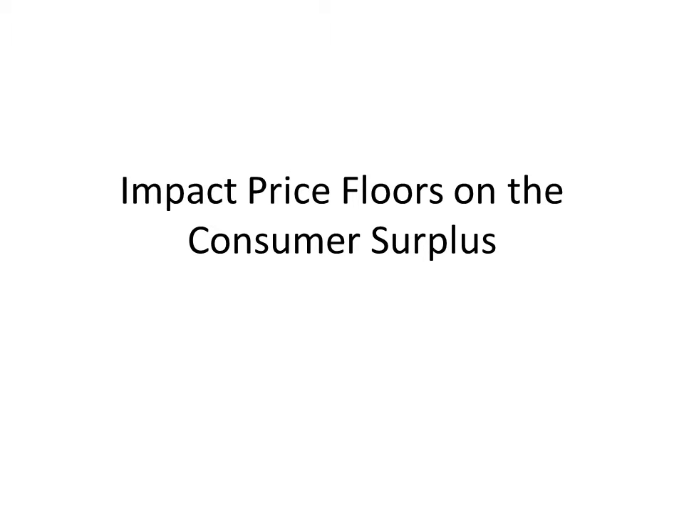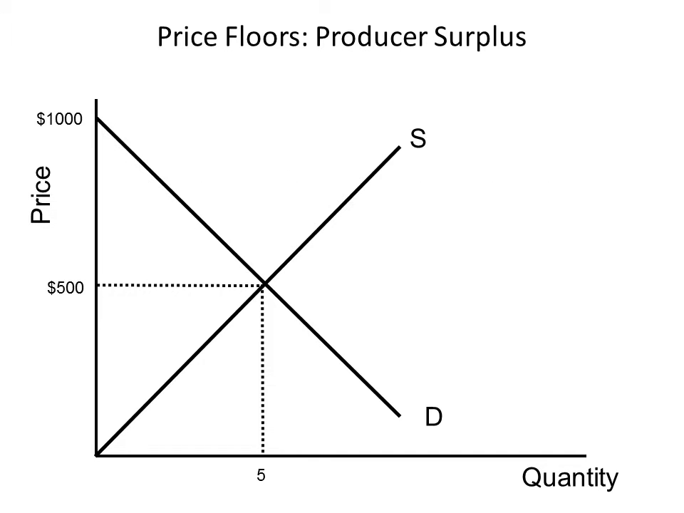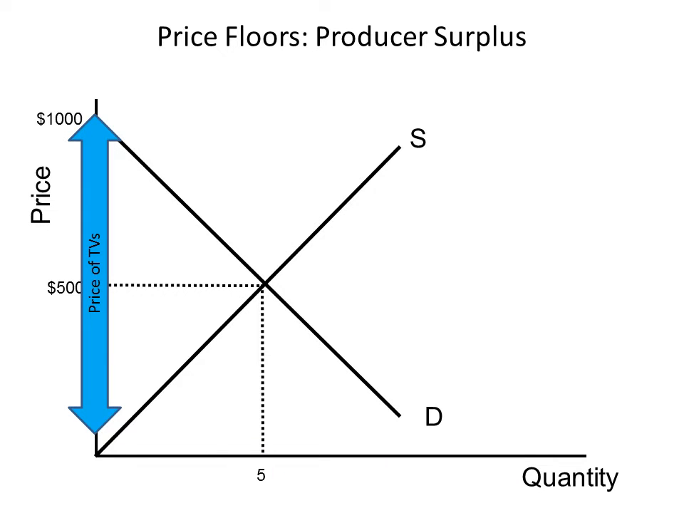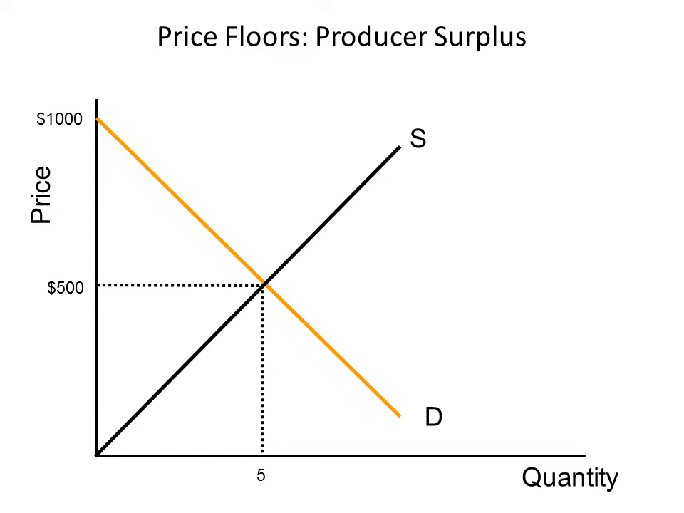Let's revisit the impact of a price floor on our supply and demand model. Let's start by reviewing the graph. The horizontal axis represents the quantity of TVs, and the quantity of TVs increases as we move from left to right. The vertical axis represents the price of TVs, and the price increases as we move from bottom to top. The demand curve is downward sloping, and the supply curve is upward sloping.